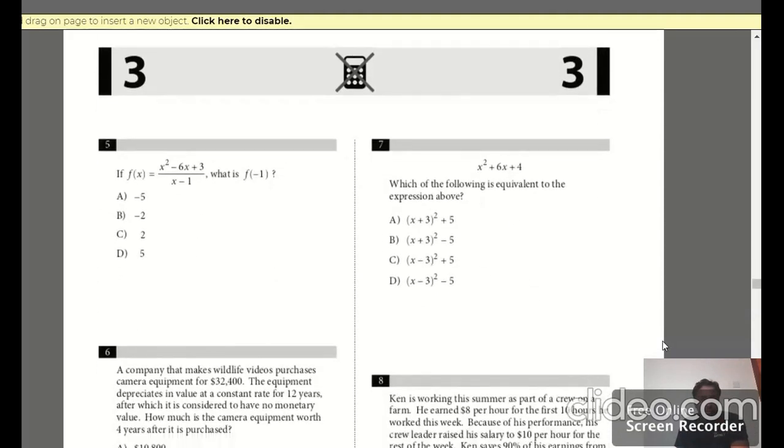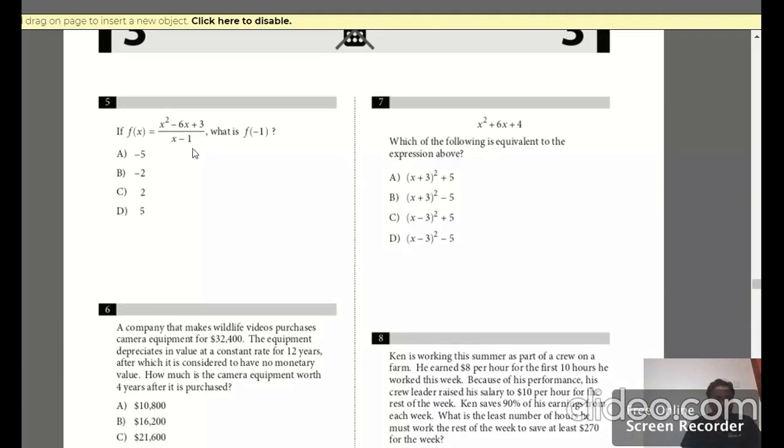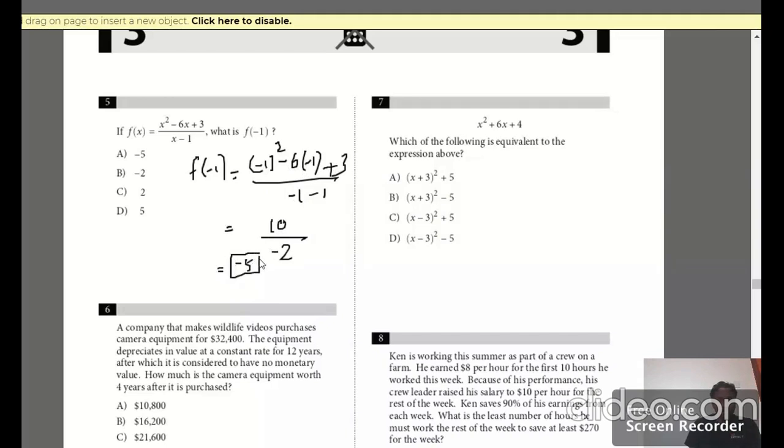Now moving on to the next question, number 5, f of x equals x squared minus 6x plus 3 over x minus 1, find f of minus 1. So you just have to plug in negative 1 in place of x and check your answer. F of minus 1 is minus 1 squared minus 6 into minus 1 plus 3, over negative 1 minus 1. So this denominator is going to be negative 2. Just work out the numerator. Minus 1 squared is positive 1, plus 6, plus 3, so it's going to give you positive 10. The answer overall, if you divide by negative 2, is negative 5.